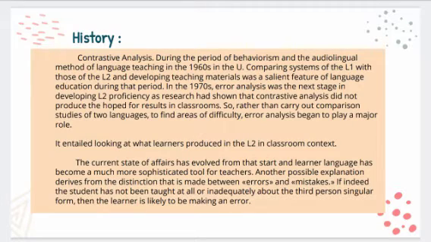The current state of affairs has evolved from that start, and learner language has become a much more sophisticated tool for teachers. Another possible explanation derives from the distinction that is made between error and mistake. If indeed the student has not been taught at all, or has been taught inadequately, about the third person singular form, then the learner is likely to be making an error.